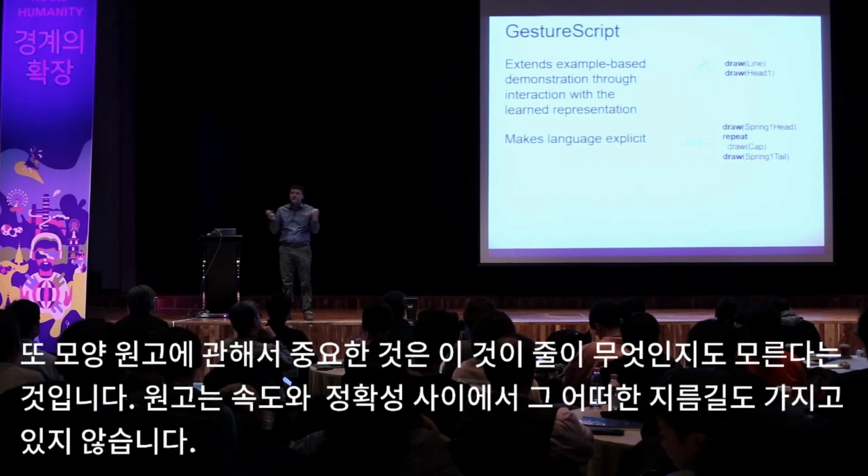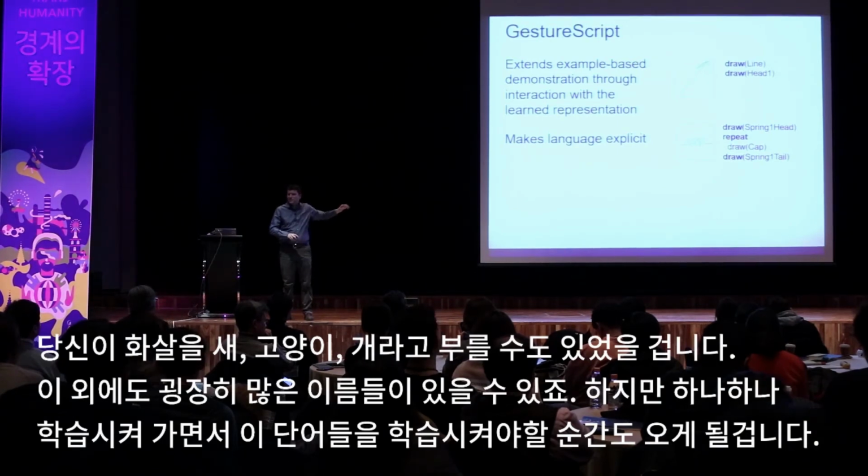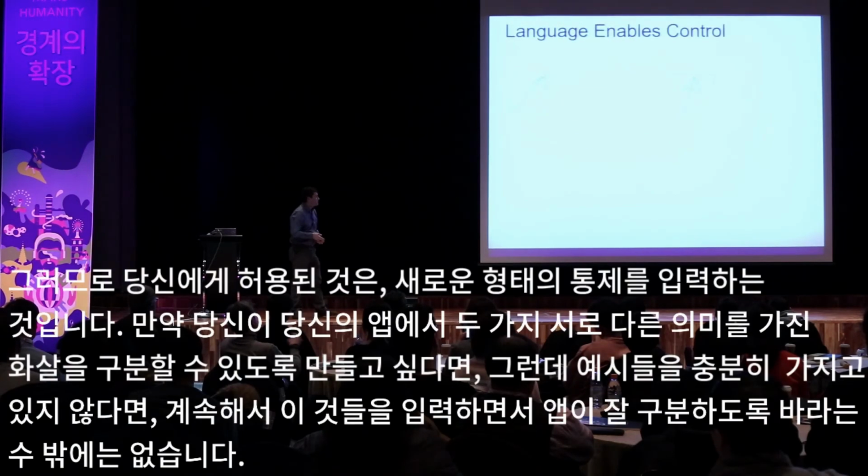It doesn't have any pre-existing notion of the shortest path between 2 points. You could have called this cat, bird, and dog, right? Those would be lousy variable names. But the idea is you're going to define this language together as you go through it. And so what this allows you to do is it gives you a new form of control.